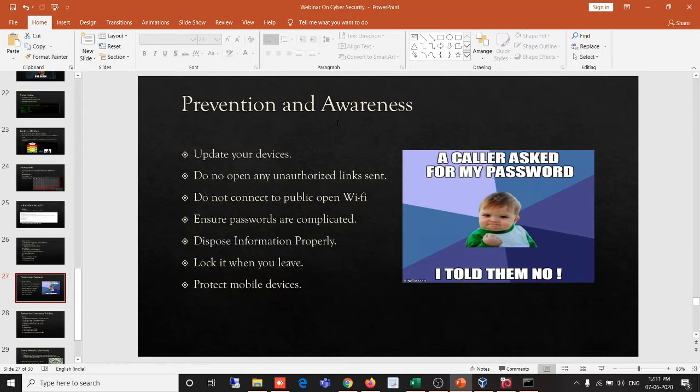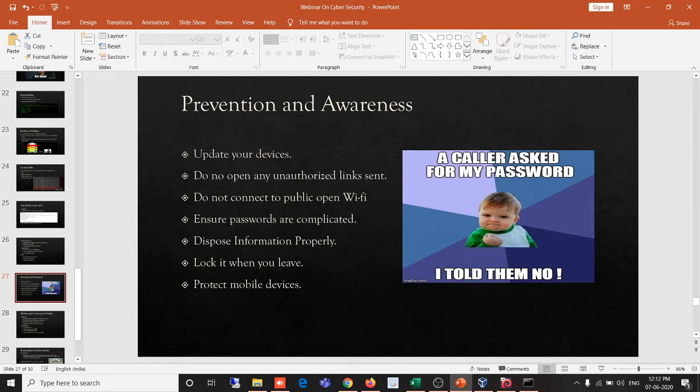And do not connect to public open Wi-Fi. A common scenario is when you go to a railway station or a Cafe Coffee Day and you see a public open Wi-Fi. Once you get connected to that Wi-Fi, if it's not the original Cafe Coffee Day or railway station Wi-Fi, it may be a fake, an attacker's access point.